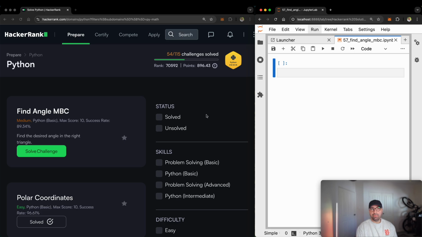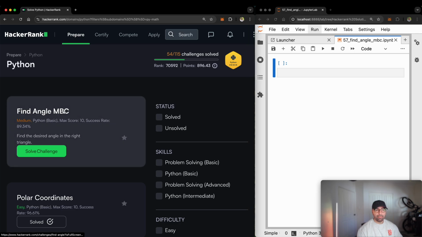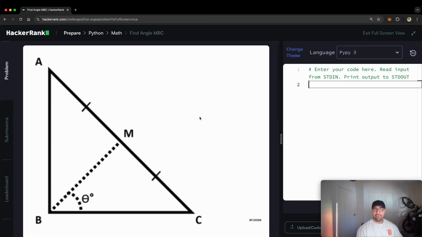As you might have seen in my previous videos, I normally have Hackerrank on the left-hand side of my screen, and I've got a Jupyter Lab on the right-hand side that helps me to teach you how to solve this problem. This one is called Find Angle MBC. There is an angle called MBC, and we are supposed to find the size of that angle in degrees. I have now extended my Hackerrank platform, so here is the triangle that we're talking about.